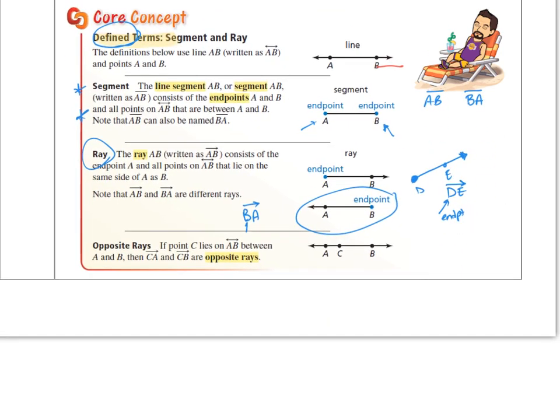Then we've got opposite rays. Opposite rays right here share a common endpoint. So C is that common endpoint. So ray CA is opposite ray CB. So ray CA and ray CB are opposite rays. Okay, so let's move on to the next page.